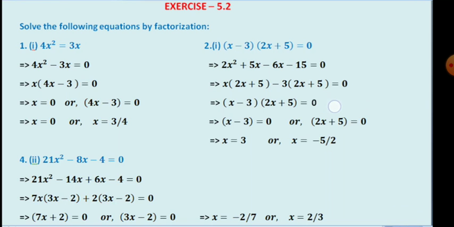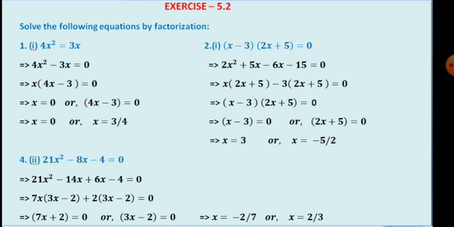So we can write x minus 3 into 2x plus 5 equals 0. So x minus 3 equals 0, so the value of x is equal to 3, or 2x plus 5 equals 0, so the value of x is equal to minus 5 by 2.